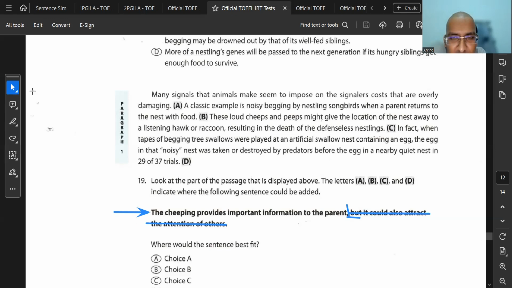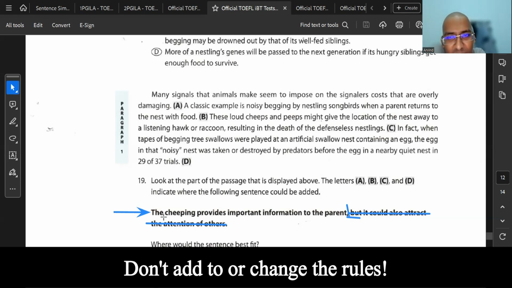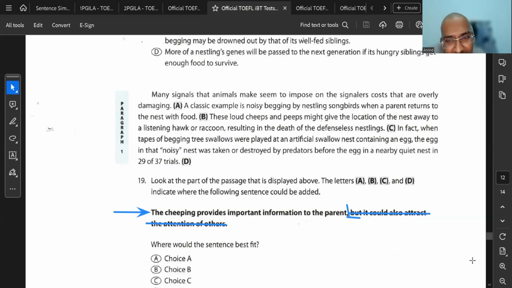Very good. Okay, so if there's a transition word in the middle of the sentence, it doesn't make it a following sentence because that is not in the rule. When it's two separate sentences, this comma "but" means that this is two separate sentences. And here, what are they talking about? The cheaping provides information. It's about the cheaping, and it provides information to the parents. Now, this is an introducing sentence, about the cheaping.